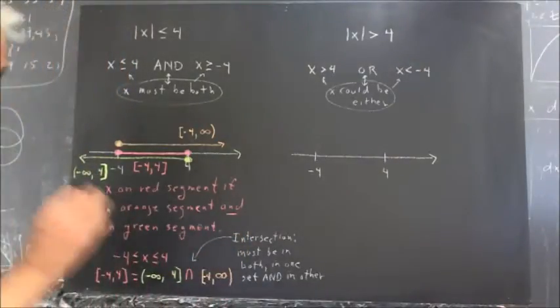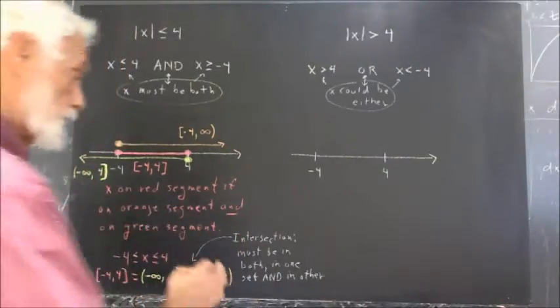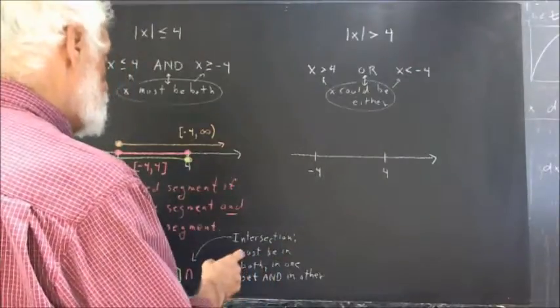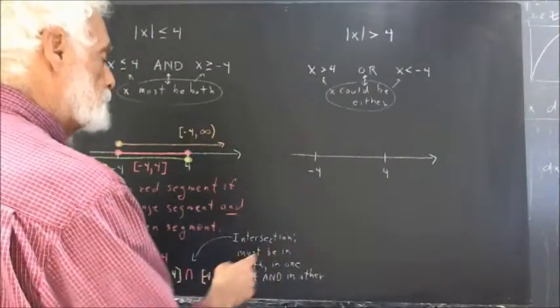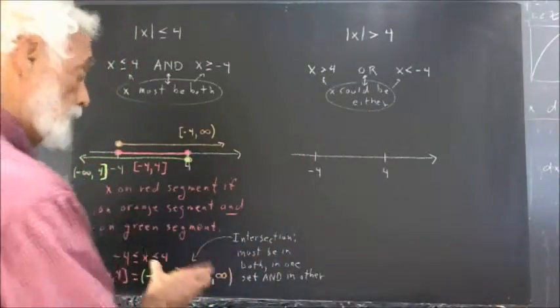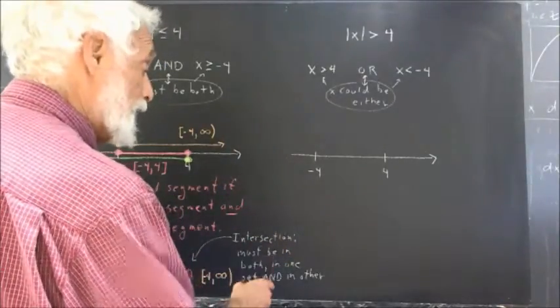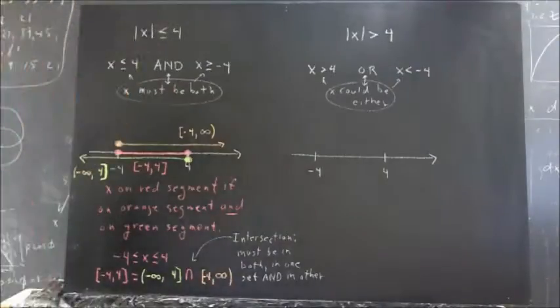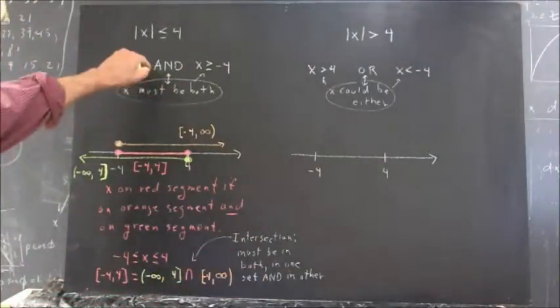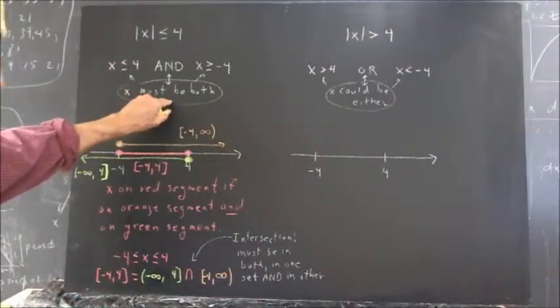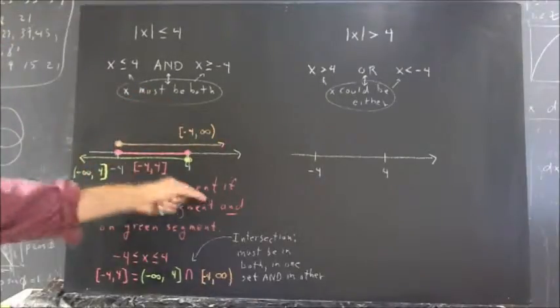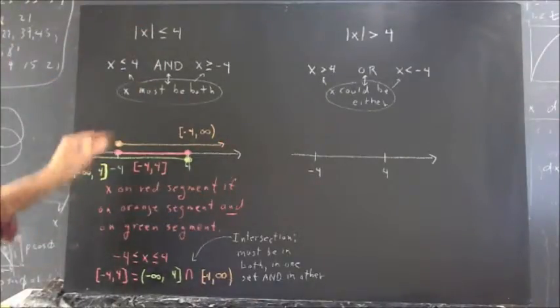Intersection means, in set theory, you should be aware of this, intersection means that an element must be in both of the two sets to be in the intersection. It has to be in one set and in the other. That relates the "and" to this statement that x must be in both to the whole picture of what all this means.